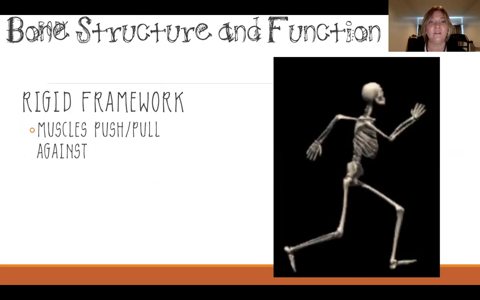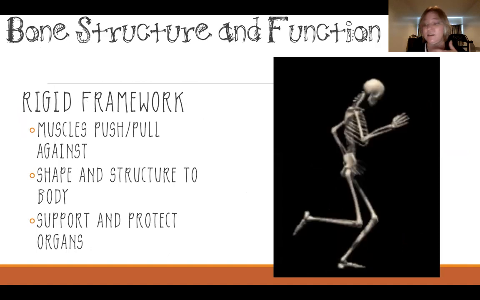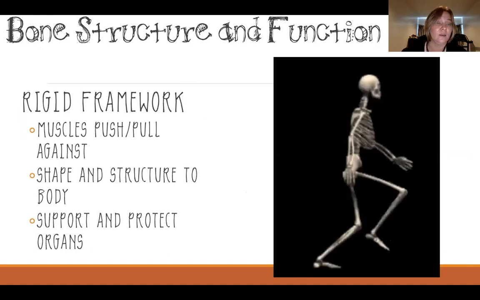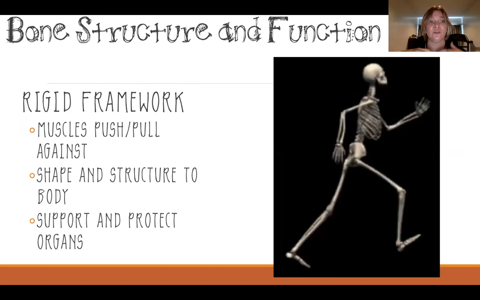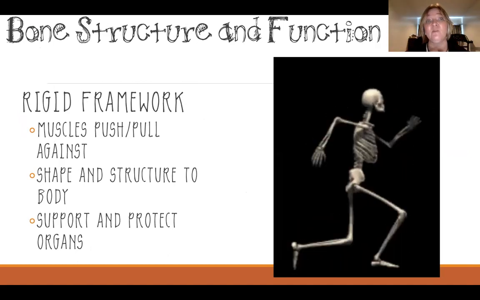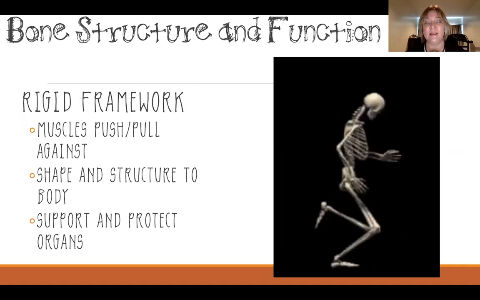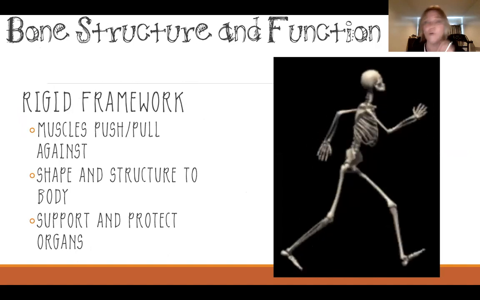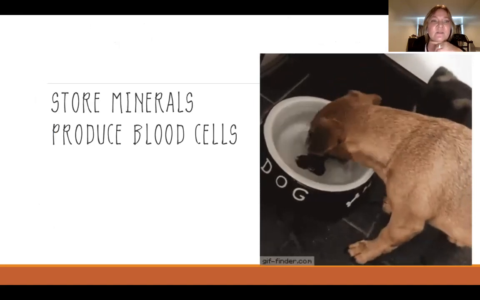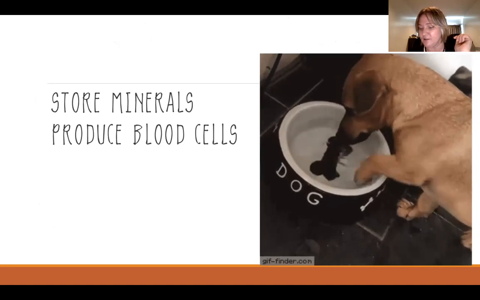Now, the function of your skeletal system is to provide a rigid framework. This rigid framework allows muscles to push and pull against in order to create movement. It also provides shape and structure to your body, and a big part of it is to support and protect your organs. What you might not know is that your skeletal system is also there to store minerals and to produce blood cells.